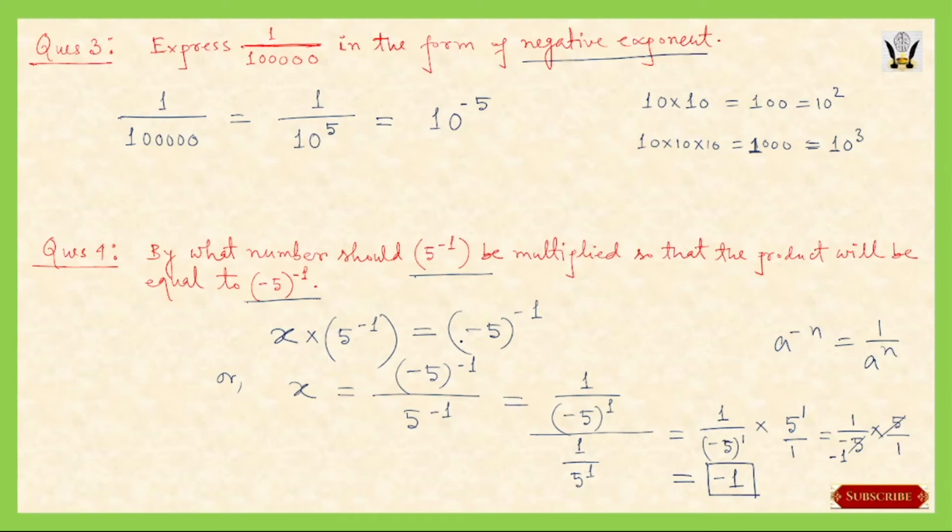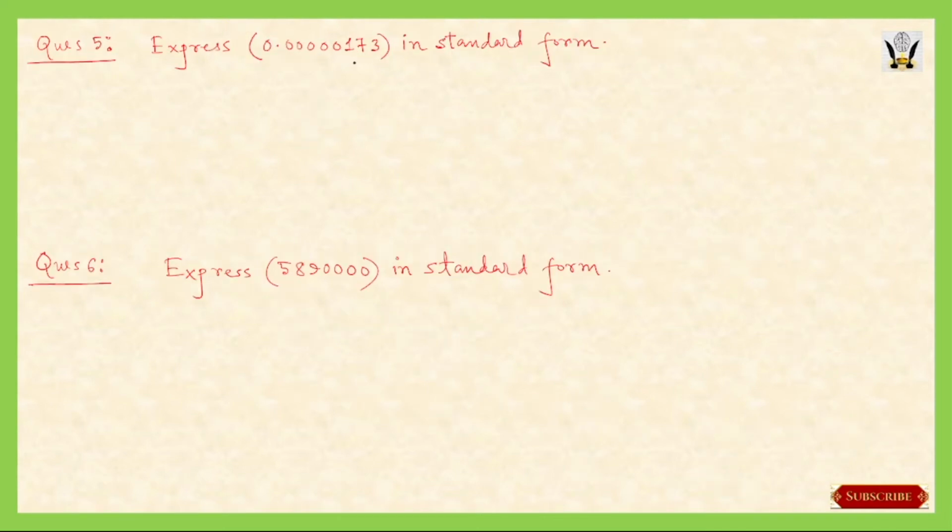Now let's see what is waiting for us next. Express this number in standard form. The number which is given here is a decimal number, but this is the usual form of decimal number. Now we have to express this into standard form.